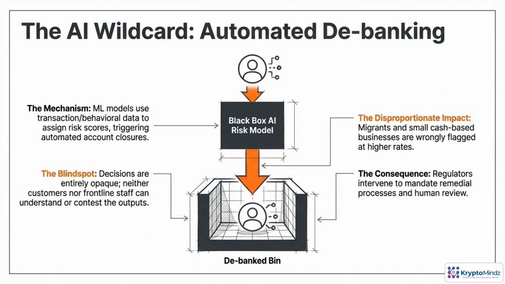Automated debanking shows how an AI risk model can quietly become an identity gatekeeper. The model turns messy behavioral data into a single risk score, and that score effectively decides who is allowed to participate in the financial system. When the logic is opaque, people can't challenge mistakes, and entire groups get overflagged. Once that happens at scale, regulators don't just question the model, they question the institution's entire identity governance.